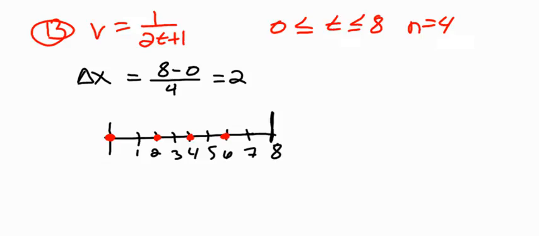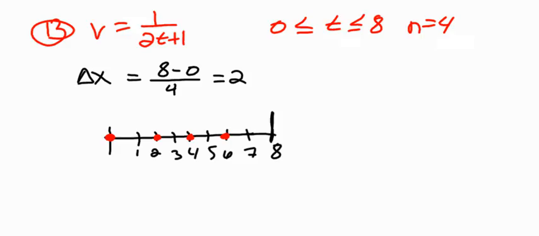Okay, I need 1, 2, 3, 4 intervals, right? I made that wrong, sorry. So I have my 4 dots that are going to be the values I'm going to use for the 4 intervals. I'm going to use 0, 2, 4, and 6.